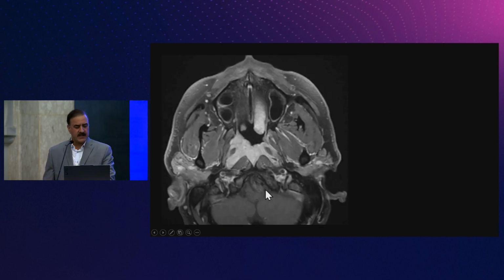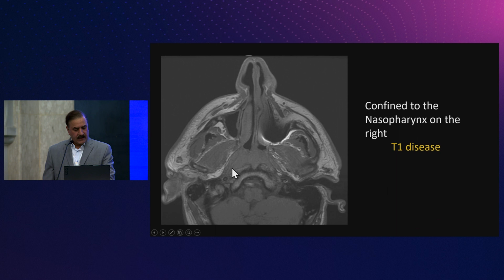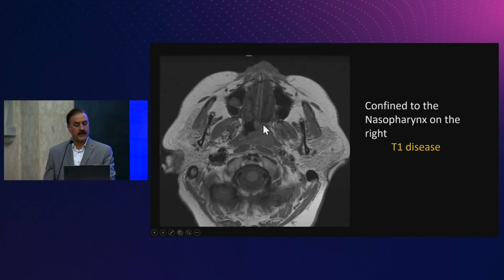This is very obvious. You can see the fossa of Rosenmüller completely asymmetric to the contralateral side. This is a straightforward T1 nasopharyngeal cancer. This is another one that you're seeing on the contralateral side. It is trying to get into the nasal cavity here. This one has gone into the nasal cavity.